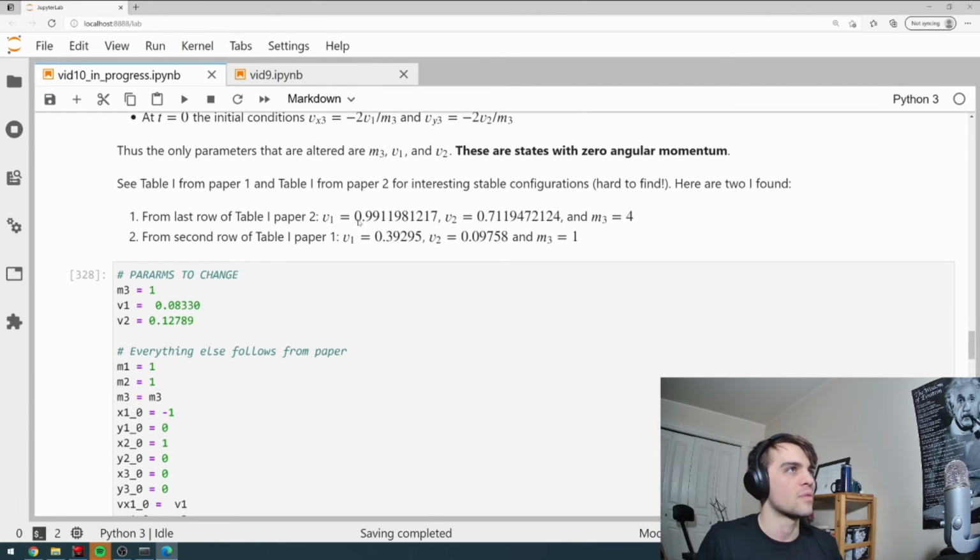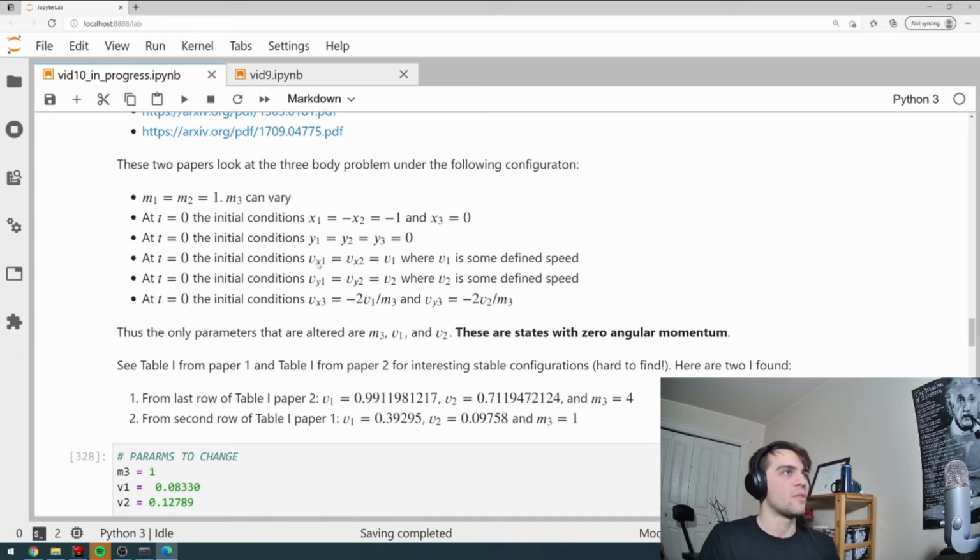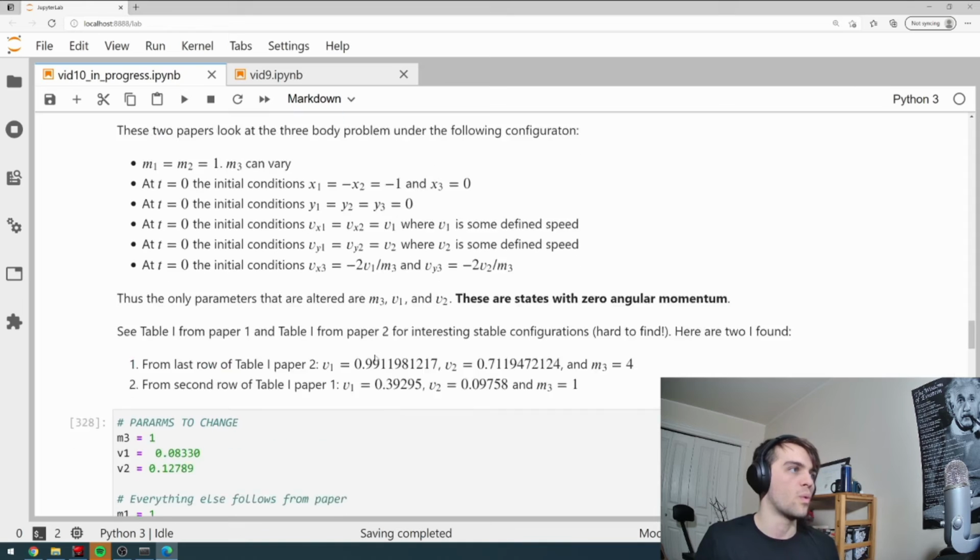I've picked one with, look how many digits there are, right? You have to be super specific here to get these stable motions. So look, lots of decimal places for this. One of them has V1 equals this, V2 equals this, and M3 equals 4. V1, of course, is the initial X velocities, and V2 is the initial Y velocities of the two masses from the center. And M3 equals 4, and then another one where M3 equals 1.